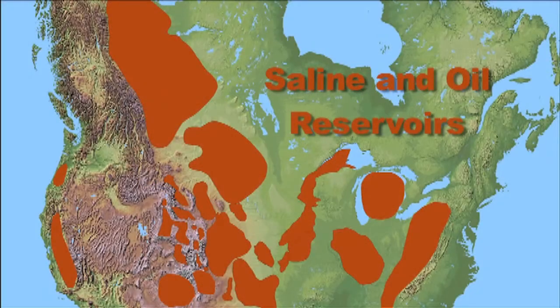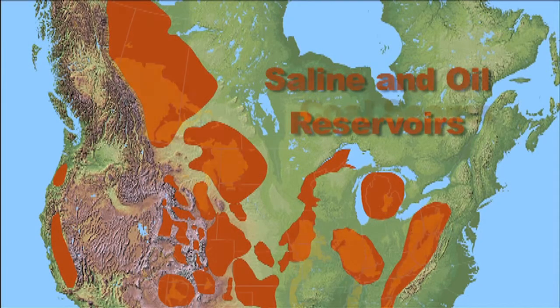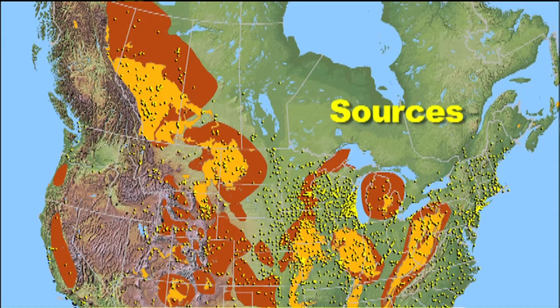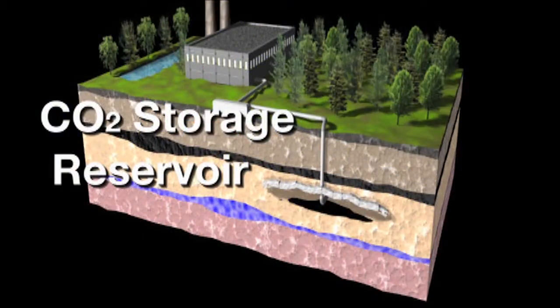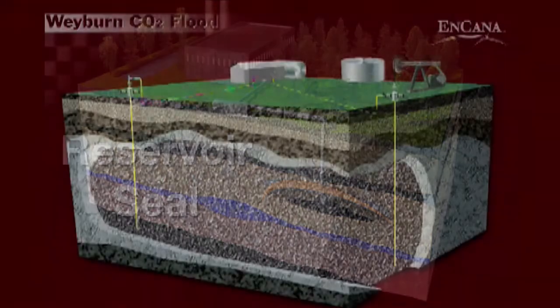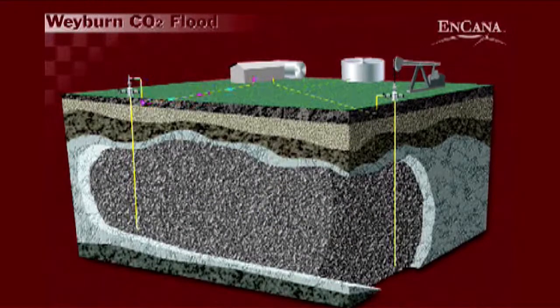These types of geologic reservoirs are found across North America and usually occur in areas with large stationary sources of CO2. The storage reservoir must form a container. It must be composed of a layer of porous rock with a seal on top to hold the CO2 in place. Geologic sequestration is a new twist on a proven oil field practice called enhanced oil recovery, or CO2 flooding.